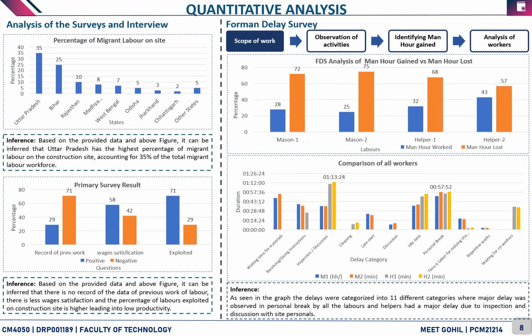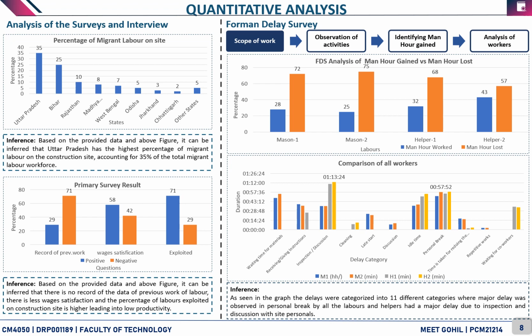Analysis of the surveys and interviews carried out during this directed research project for labor productivity on construction. The graph states the percentage of migrant laborers on site in Ahmedabad from other states. Based on the provided data and the above figure, it can be inferred that Uttar Pradesh has the highest percentage of migrant laborers on the construction site, accounting for 35% of the total migrant labor workforce.